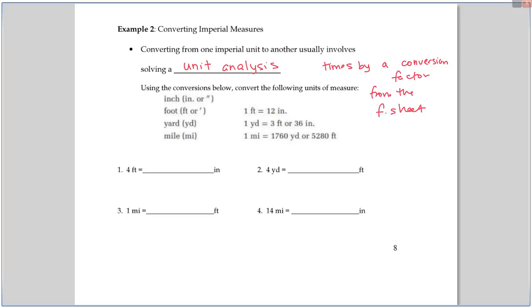Okay, so first one, you have 4 feet. You don't want feet, you want inches. So what we do is we times by a factor, and it's a ratio. So draw in a bracket, draw in a ratio line. We want feet to go away, so we put feet in the bottom.